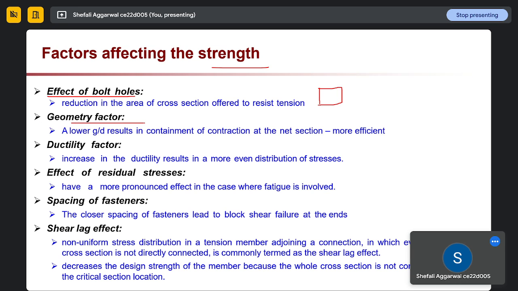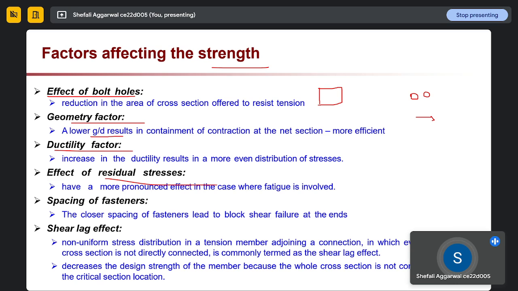Next is the geometry factor. If our G by D value is low, G is our gauge length, we have seen in our bolts now, gauge length, and D is the diameter of our bolt. If G by D ratio is low, there is a contraction in net area. If there is a contraction in net area, it means the strength will be more. Okay, this is the ductility factor. If our material is more ductile, then we will have even distribution of stresses, which will increase our strength value.